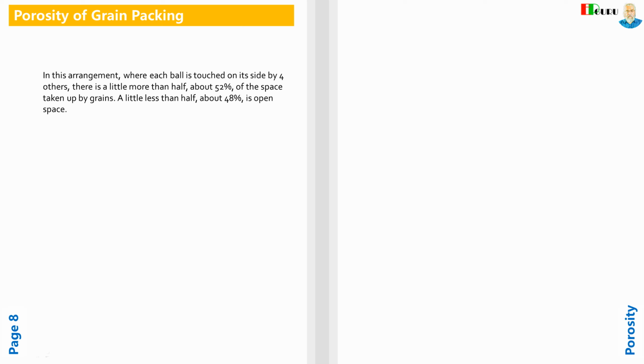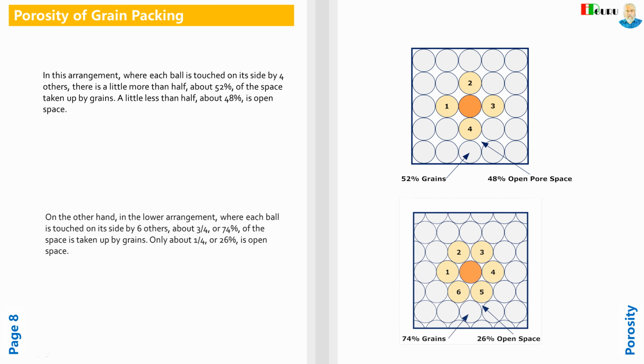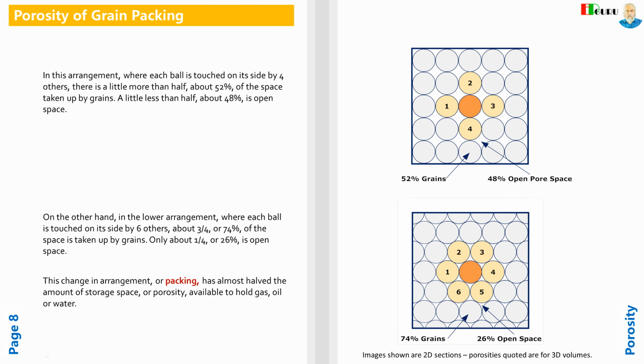In this arrangement, where each ball is touched on its side by four others, there is little more than half, about 52%, of the space taken up by grains. A little less than half, about 48%, is open space. On the other hand, in the lower arrangement, where each ball is touched on its side by six others, about 3/4 or 74% of the space is taken up by grains. Only about 1/4 or 26% is open space. This change in arrangement, or packing, has almost halved the amount of storage space, or porosity, available to hold gas, oil, or water.